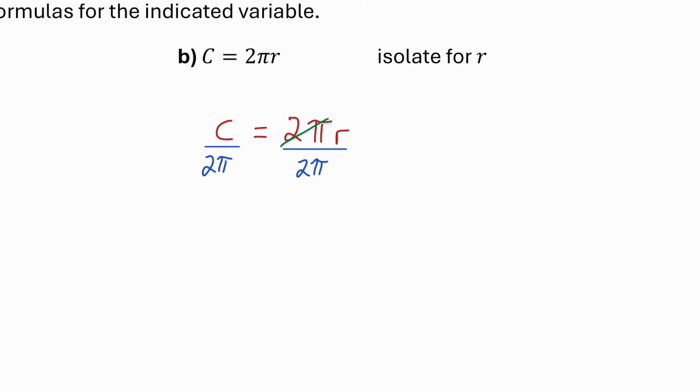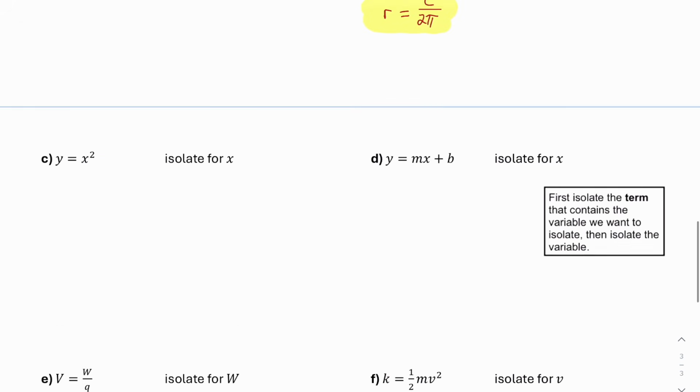On the right, 2 pi divided by 2 pi is 1, so we can cancel those out. So on the right side of the equation, all we have left is r, and on the left side, we have circumference divided by 2 pi, which I could write equivalently with radius on the left side of the equation. Radius equals circumference over 2 pi. So this is the version of the formula that shows the relationship between radius and circumference of a circle that has radius isolated. Let's try 4 more.